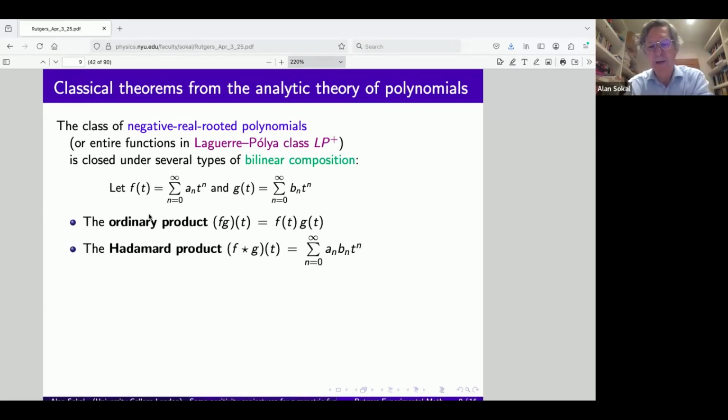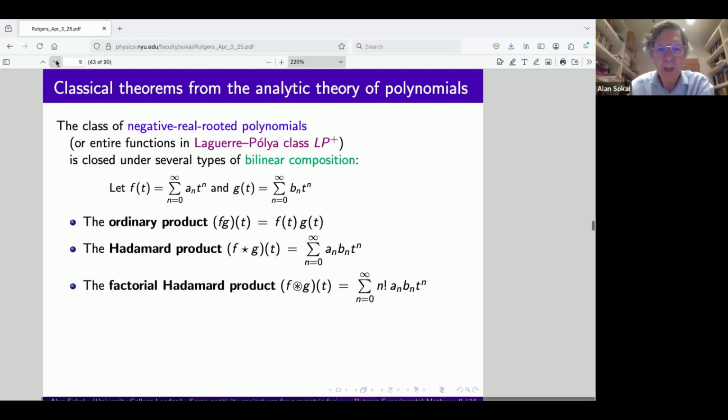More interesting is the Hadamard product, or some people call it the freshman product. This is how freshmen would like to multiply polynomials, right? You just multiply the coefficients. So this is a little surprising, that the Hadamard product of negative real-rooted polynomials is negative real-rooted. It's also true for the factorial Hadamard product, so putting in n factorial, it's still true.